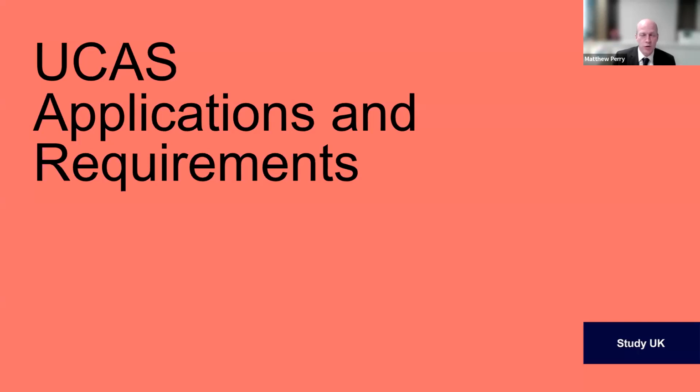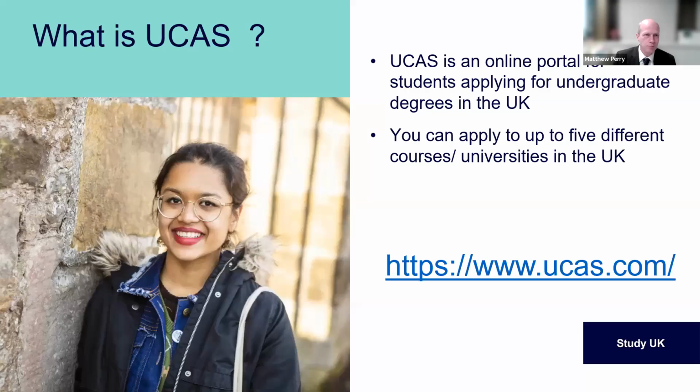So how do you go about applying for these courses? Well, most students, whether you're a UK student or an international student, go through a system called UCAS. And this is specifically aimed at applying for undergraduate courses in the UK. The UCAS system is online and it's actually very simple to apply for, but you need to have done a little bit of research before then because you can apply for up to five different courses from five different universities in the UK through UCAS.